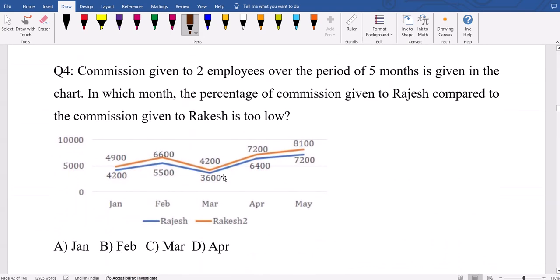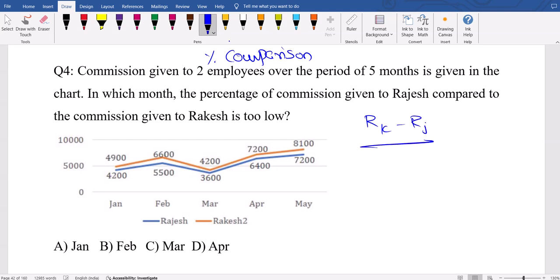Now see this line graph. 4 questions, 4 different models: table, bar graph, line graph, pie chart. Now in this question, what they are asking is comparison. Rajesh compared to Rakesh, which year is the percentage low? Rajesh compared with Rakesh, what percentage low? So this comparison, the difference between Rakesh and Rajesh, you are comparing with Rakesh.